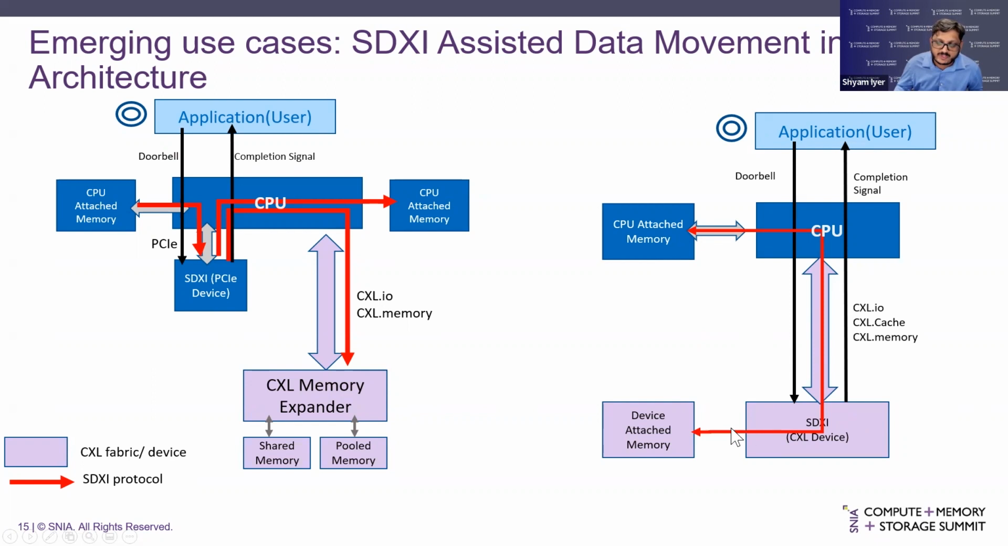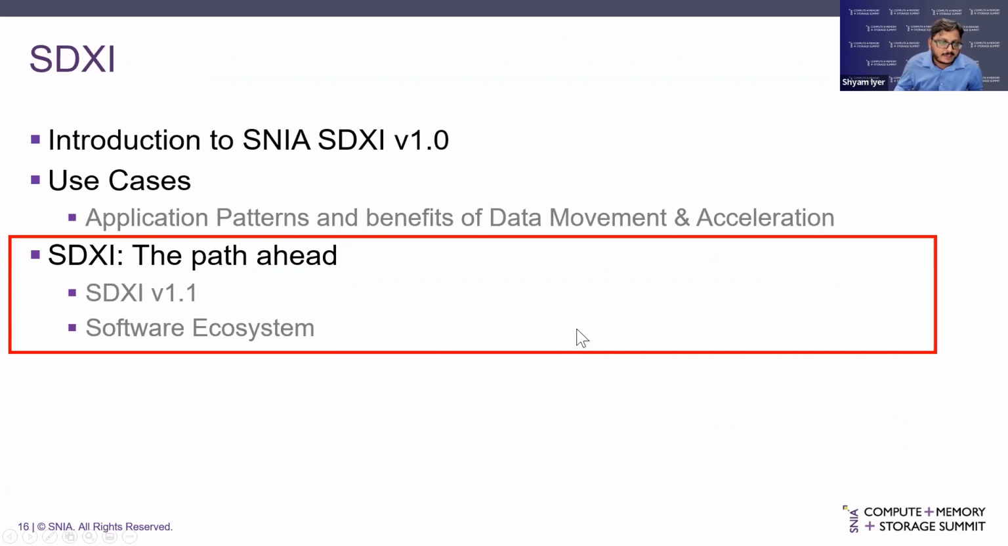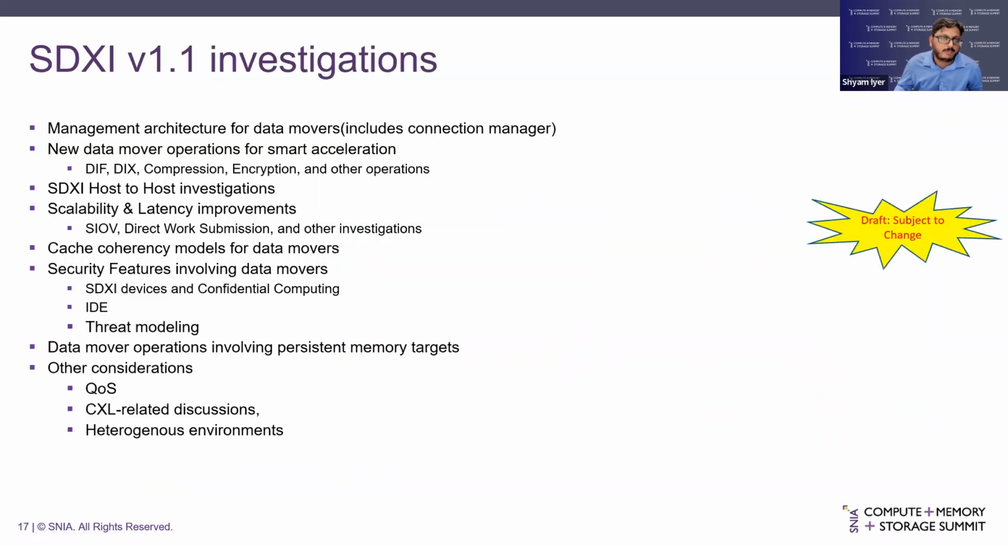And in the case of CXL, you could also have device attached memory, and the CXL device that implements SDXI also has memory in it. So lots of exciting use cases that you can enable with this particular emerging use case. So what's the path ahead? So SDXI, we are looking at version 1.1 and also looking at how to enable the software ecosystem.